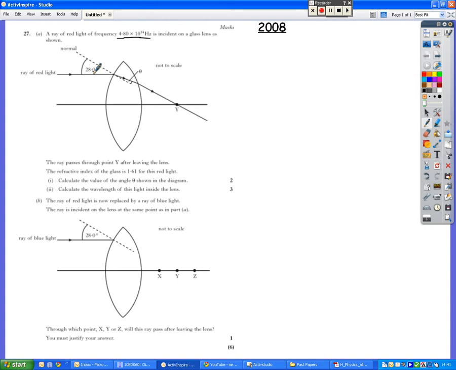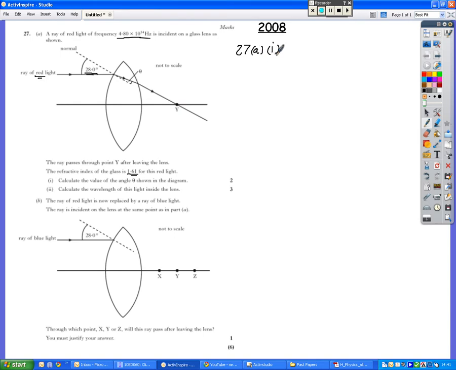The ray passes through point Y after leaving the lens. The refractive index of the glass is 1.61. There's your other piece of information there, as well as having this, and the fact that it's red light. Calculate the value of the angle theta shown in the diagram. So this is part A, part 1.